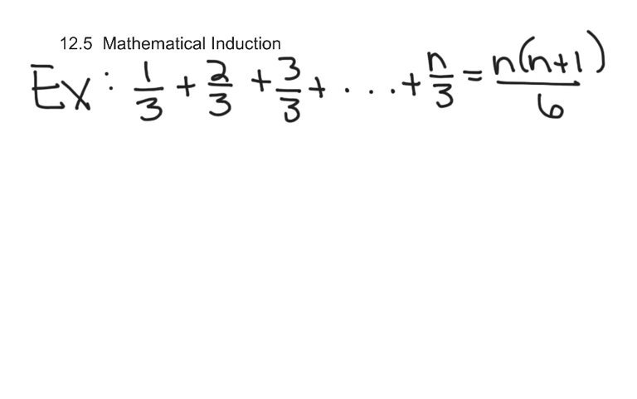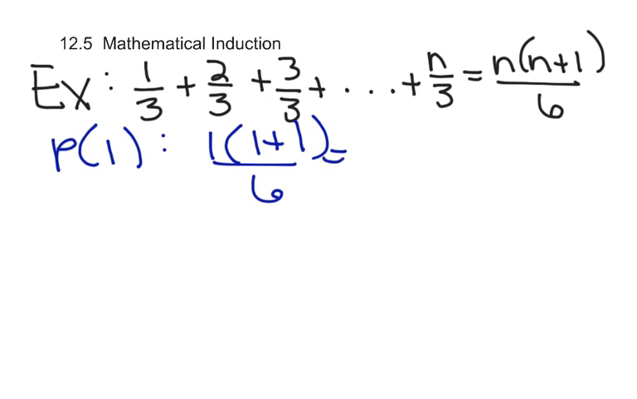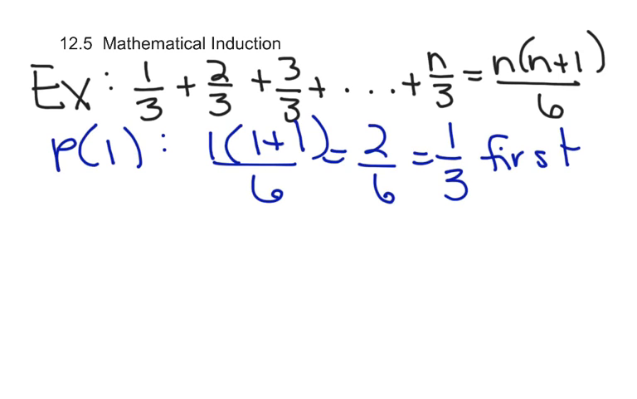In mathematical induction, we want to use a proof to prove that this sequence is true for all positive integer values of n. The way that mathematical induction works is, first, if P of 1 is true, that means if I plug in 1 for n, then I should find out that 1 times 1 plus 1 over 6 is the same as the first term in the sequence, which it is. 1/3 is the first term.